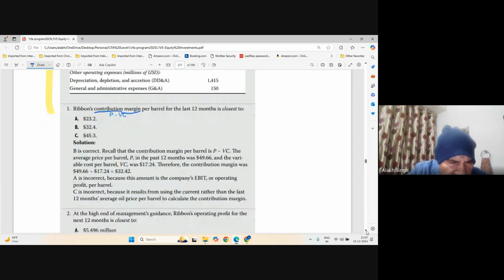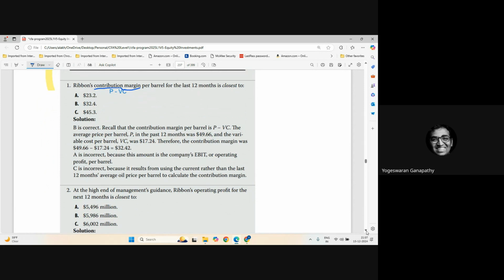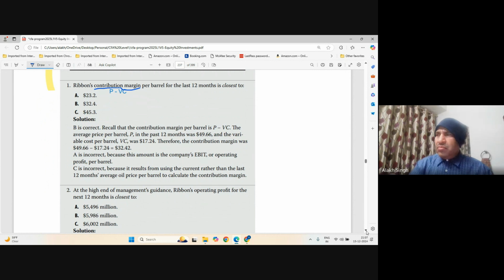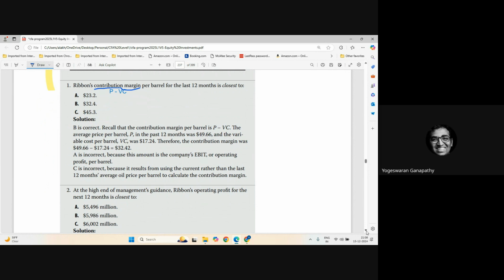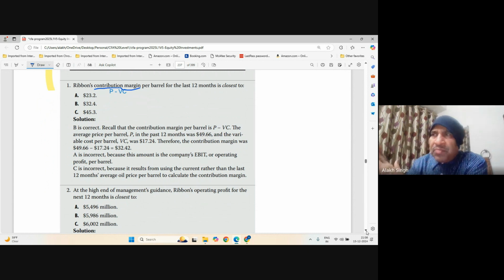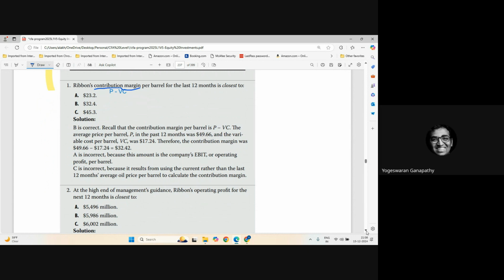Then what is the next question? Sir, why is it called contribution margin? Oh, because it is contributing to profit. So that's what is called contribution. Margin is profit. It is the contribution from variable cost. Anything above the variable cost, how much we earn, that is the profit. So when we subtract the variable cost from the price, that's the contribution.